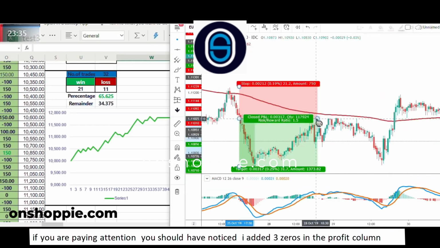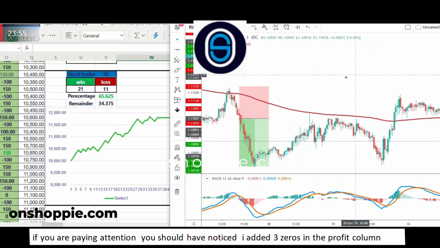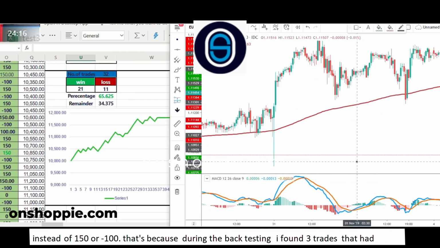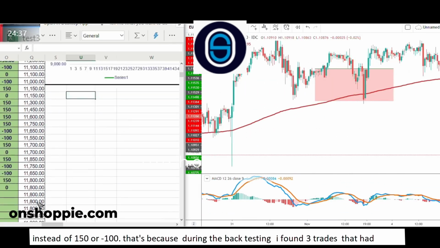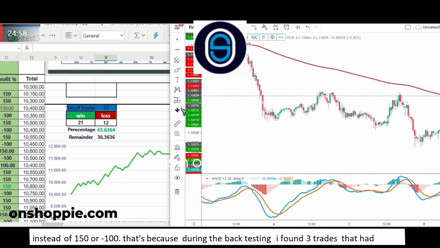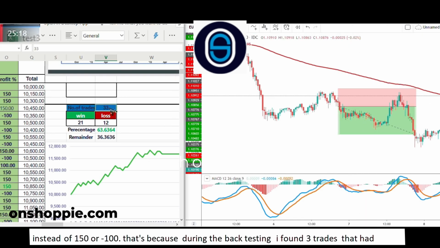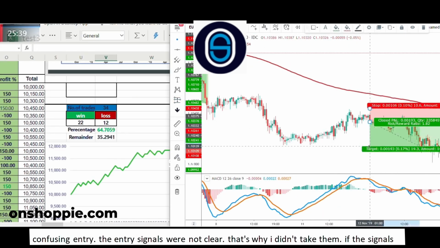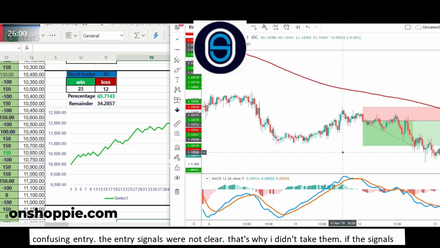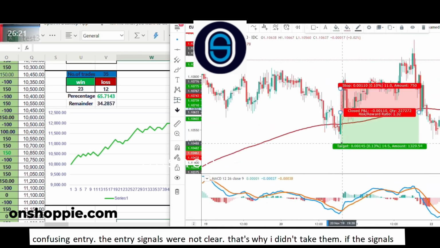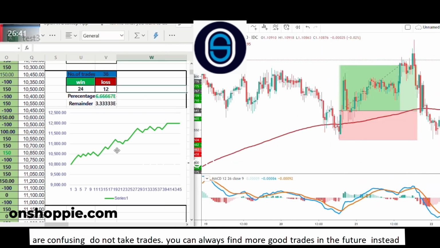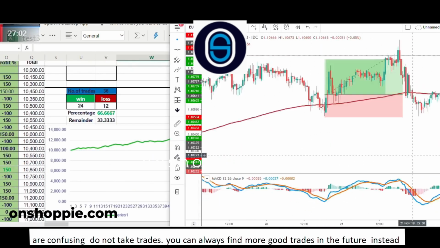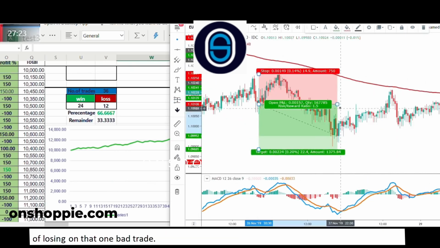If you are paying attention, you should have noticed I added 3 zeros in the profit column instead of 150 or minus 100. That's because, during the backtesting, I found 3 trades that had confusing entry. The entry signals were not clear. That's why I didn't take them. If the signals are confusing, do not take trades. You can always find more good trades in the future, instead of losing on that one bad trade.